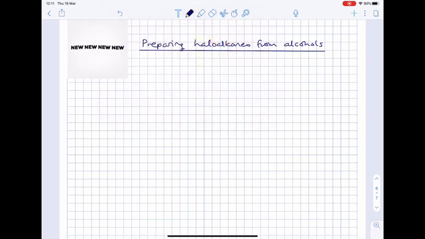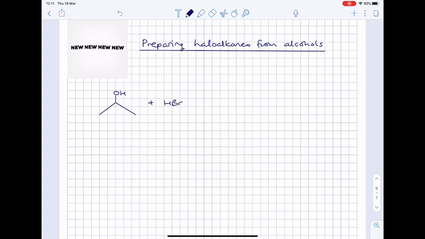So what we have is an alcohol. It can be any alcohol, but we're going to choose propan-2-ol. First years, don't worry about naming the alcohol; we will do alcohols later. And we have hydrogen bromide.